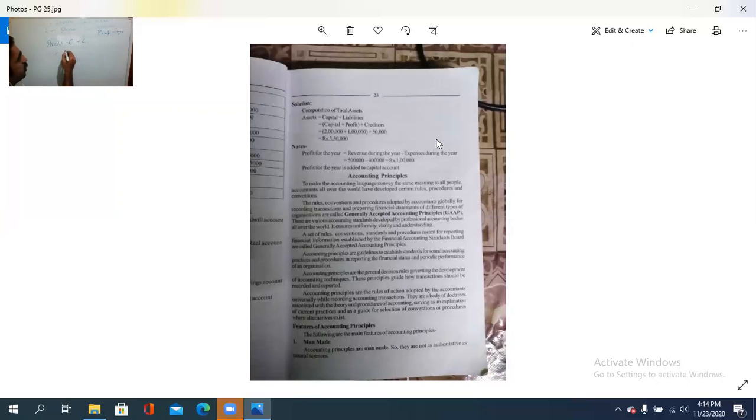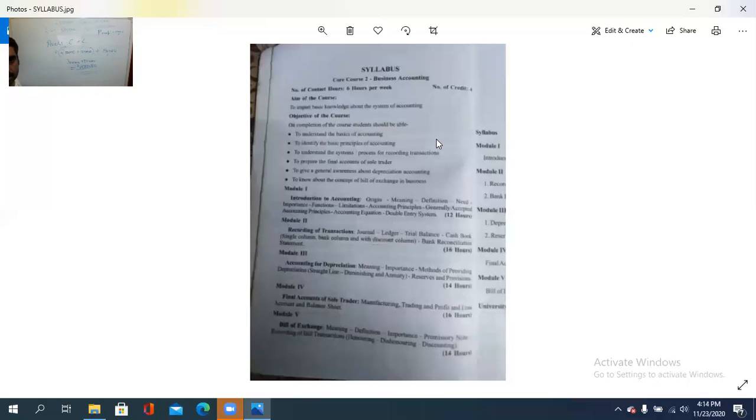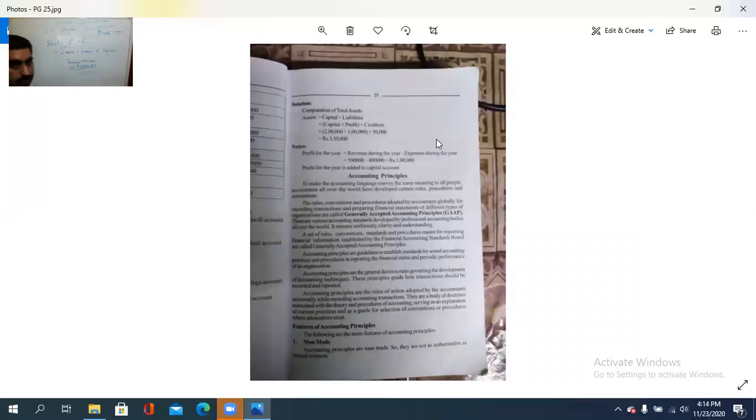So capital is how much? 2 lakh plus 1 lakh plus 50,000. So 3 lakh plus 50,000. So it is how much? 3,50,000 is the assets. 3,50,000 is the asset. So that is the case with regard to the accounting equation. So in this way, we are calculating the accounting equation.